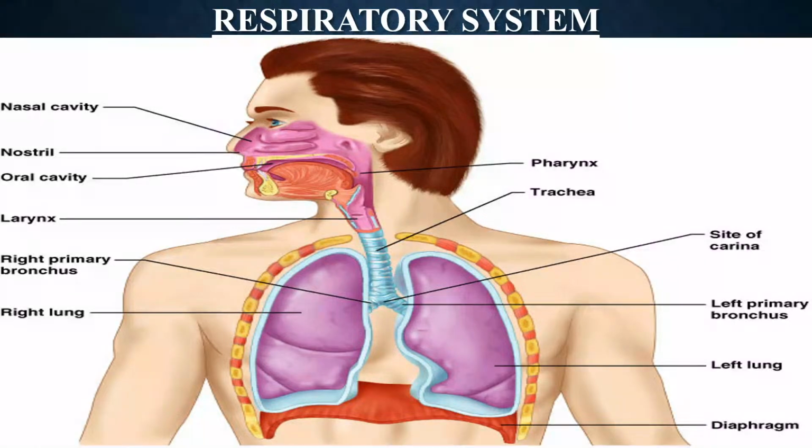Now, this is basically the basic structure of the respiratory system. So the location in the body is actually the thorax, but beyond the thorax, we have the nose, we have the oral cavity, and we have also the nasal cavity there, and also the larynx or the voice box.